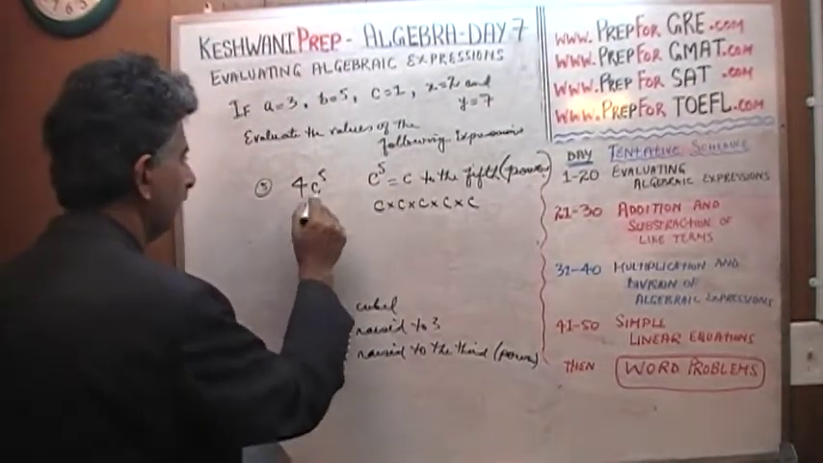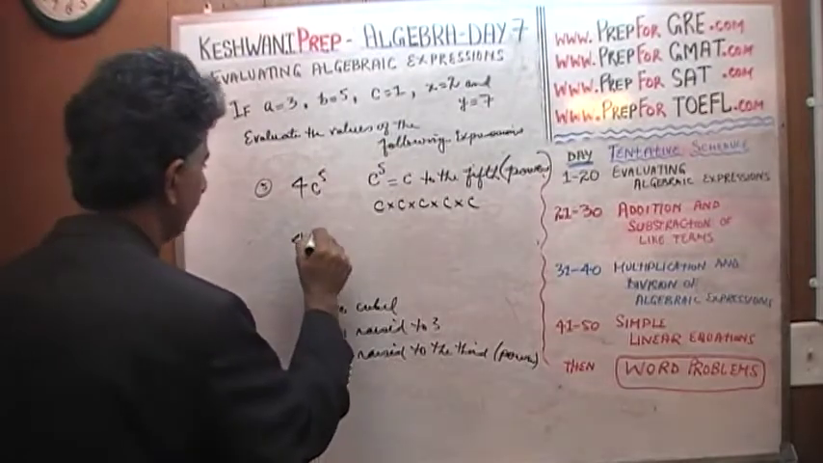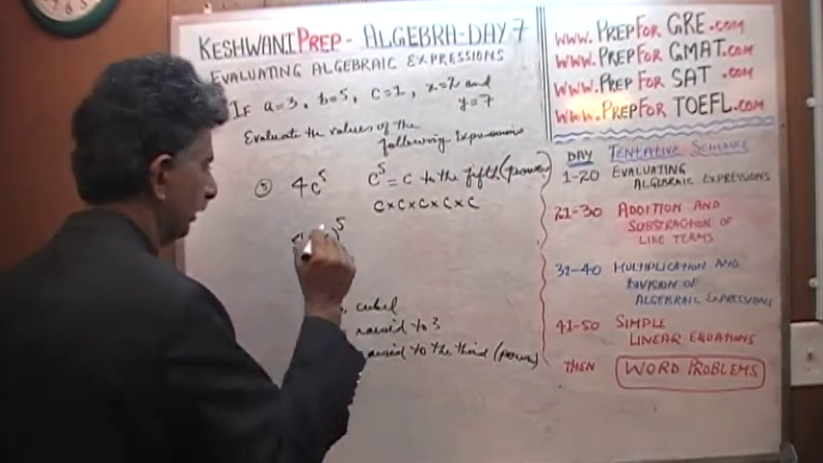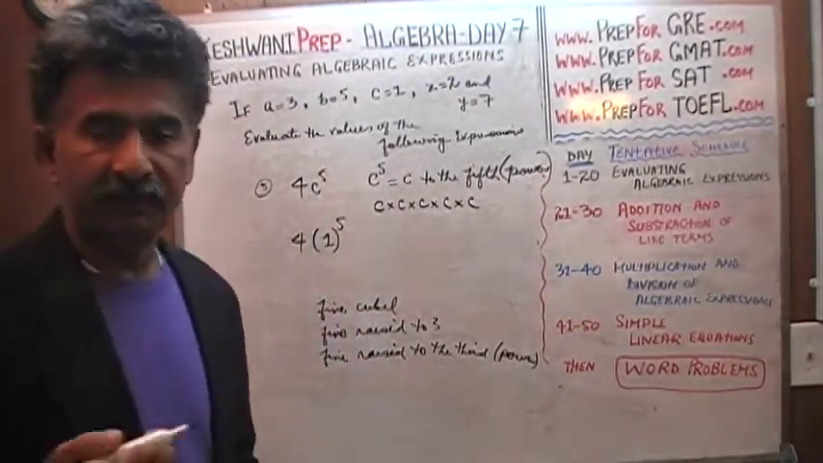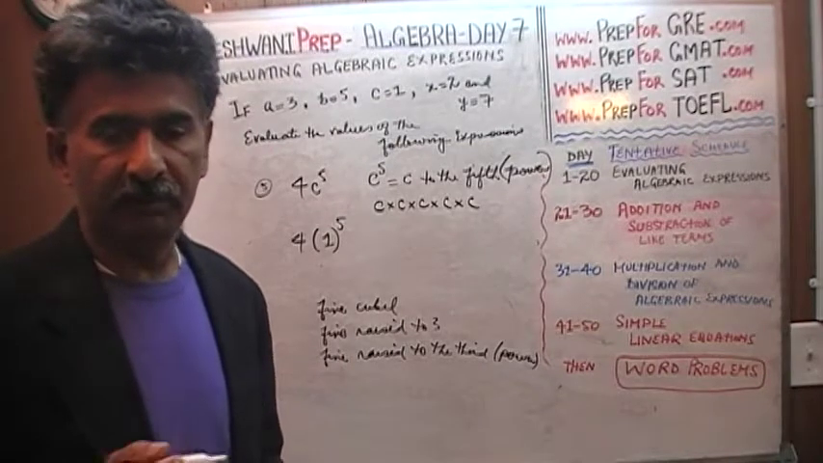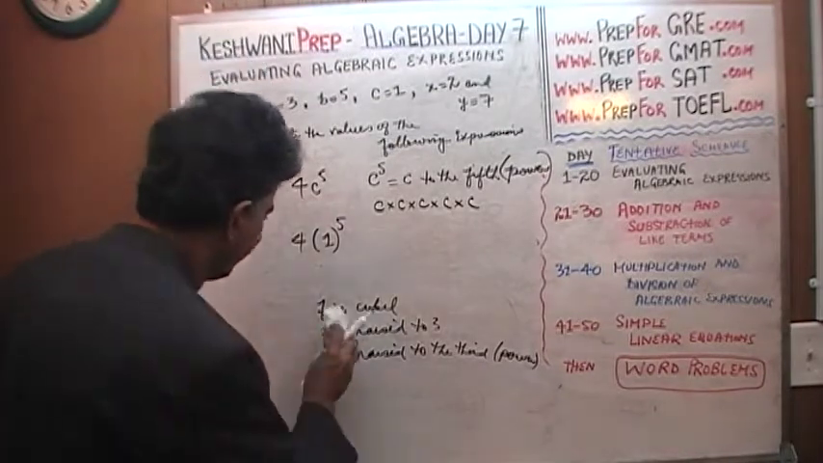So here we have 4c to the 5th and say, oh, c is just 1. Oh, bloody hell. Well, no matter how many times you multiply 1 by itself, it is just 1. Let's make a note of it here.